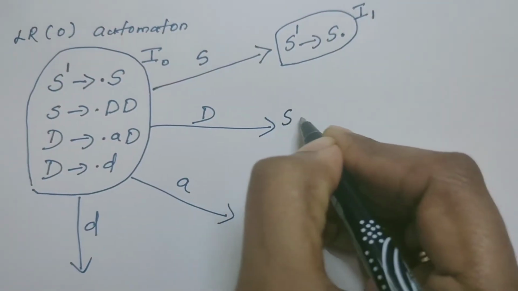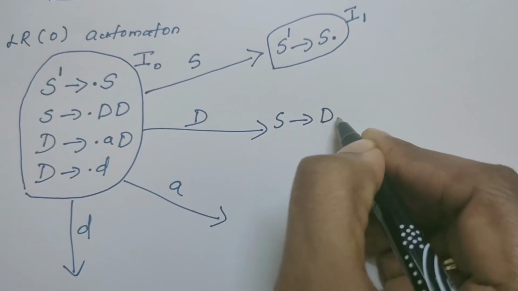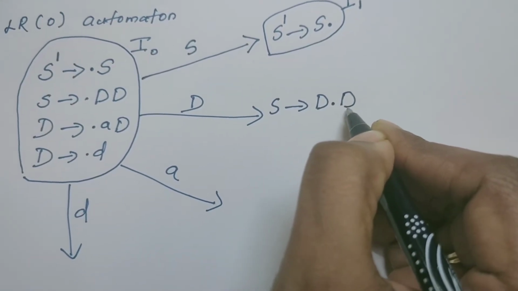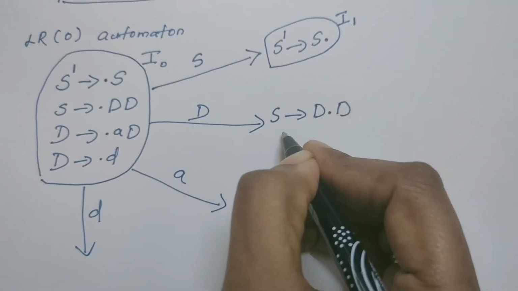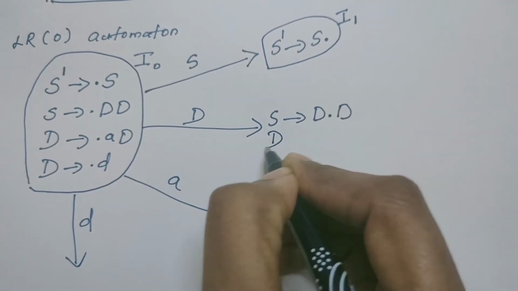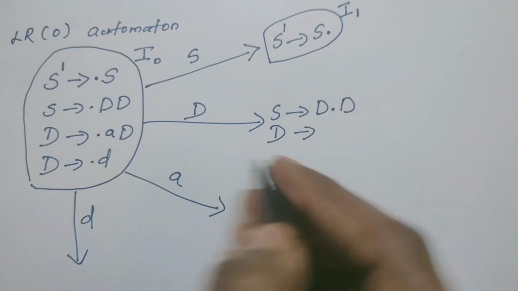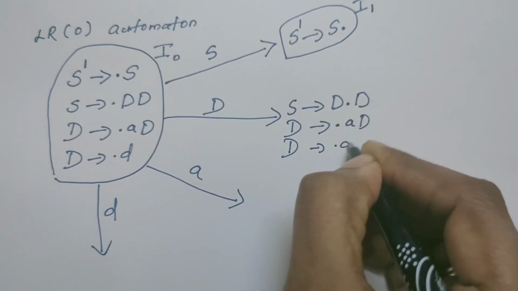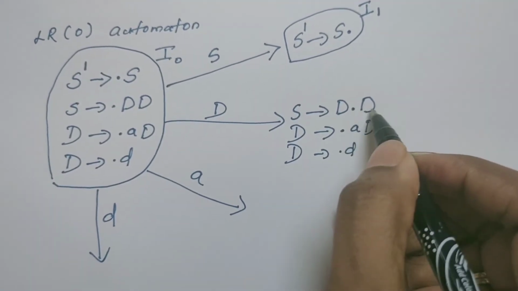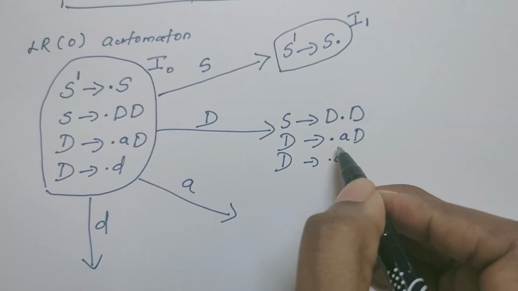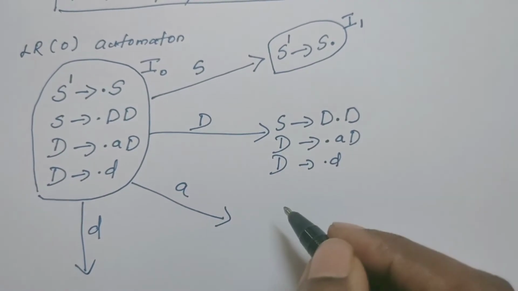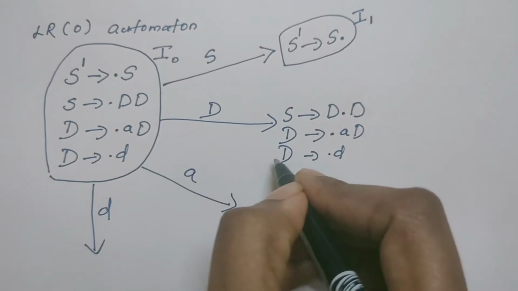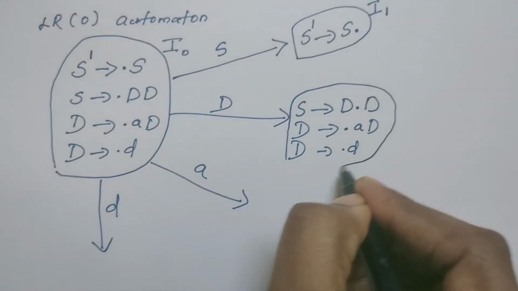So reading the D, S derives, it has read the first D and the dot position is shifted here. At the next moment, it is hoping to see the strings derivable from this D. It means I have to include the production rules of D. So what are the production rules we have? D derives dot AD, D derives dot D. When you are including the production rules based on the non-terminal, make sure that in the production rules, the dot should be available at the leftmost end. Right. So after including the production rules, there is no non-terminal after the dot. So that's it. This state we have identified.